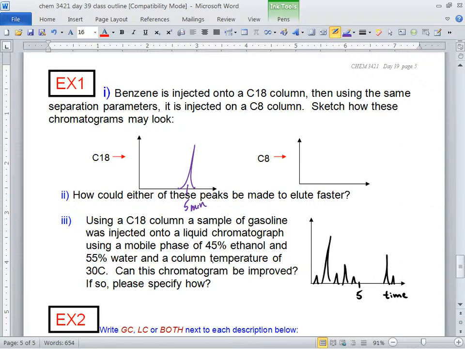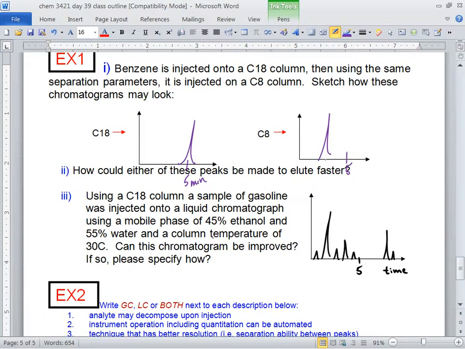So that means it should come out what with C8? Faster. Longer would mean that it's retained even better. But it can't be retained even better. It has to be retained worse. So you have to draw a peak somewhere that's faster than 5 minutes. And it can't be retained the same because it's a different stationary phase. So the retention, the like dissolves like, is different. So here's my 5, there's my peak. Okay.